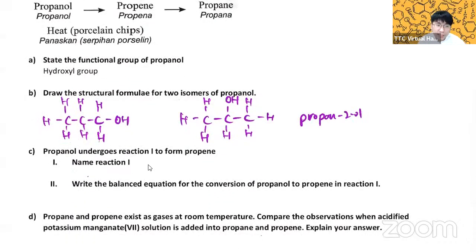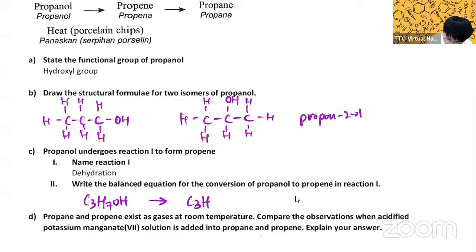Okay, and what does it undergo to form propene? If you think about it just now, propene to propanol, alkene to alcohol, is hydration. Now you want to reverse the process: dehydration. Very good. Write the equation from your propanol, which is C3H7OH. Take away water, become C3H6 with H2O. So no need to balance. It's already balanced.